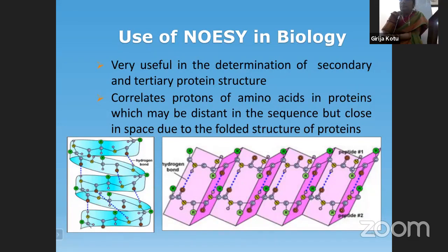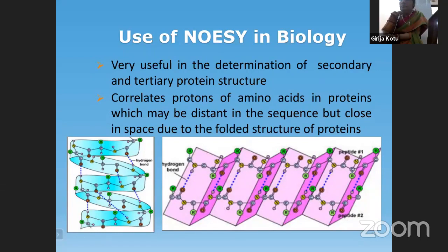So the blue lines which are showing are hydrogen bonding. The protein molecule is stable because it is able to take up this shape due to the hydrogen bonding, acquiring either the alpha helical structure or beta pleated structure. And how do we know? Through the NOESY technique. What happens is the molecule becomes compact instead of forming a linear chain.